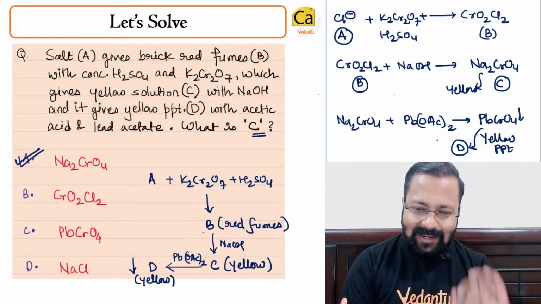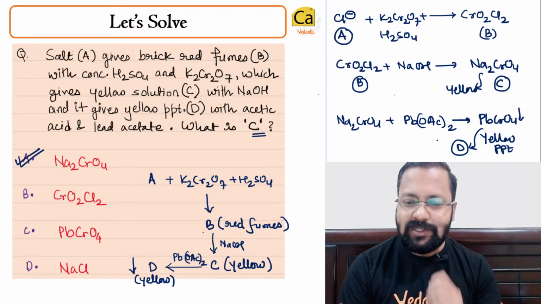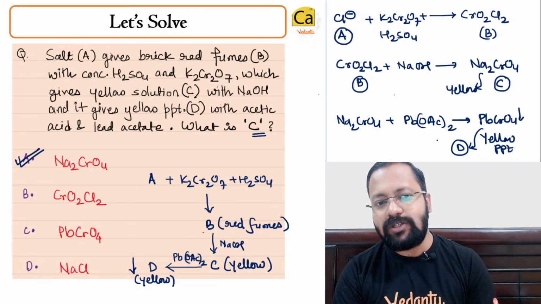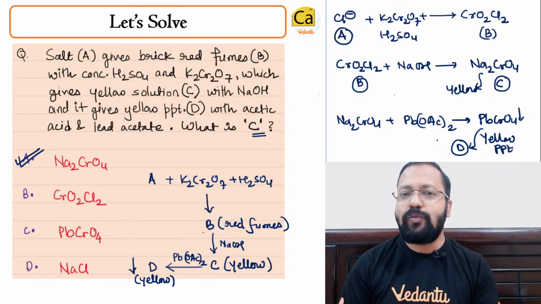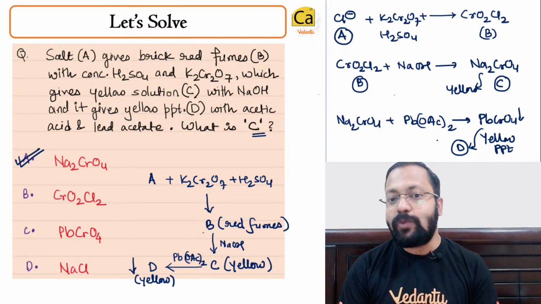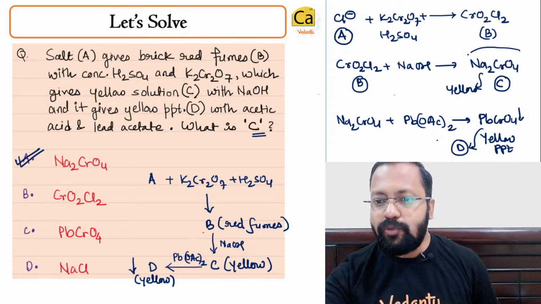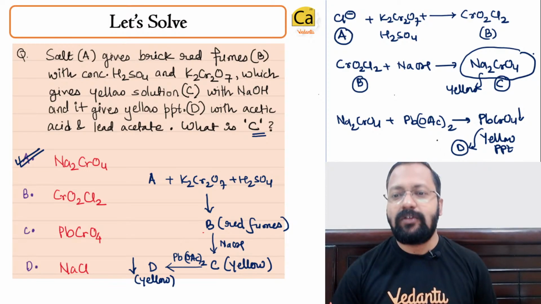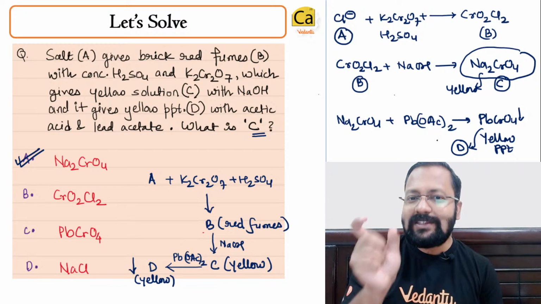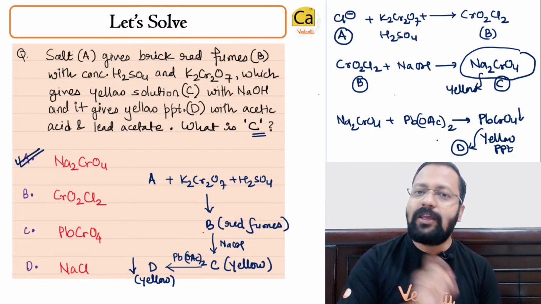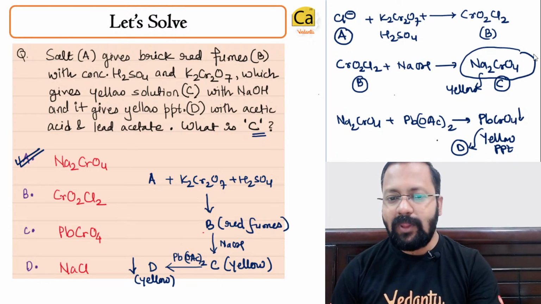It is in fact the chromyl chloride test. A lot of people have given the answer as B, which is incorrect. The question was not about what the red colored fume is. The red colored fume is that of chromyl chloride, but the question was in fact about the yellow solution. The question has been asked about what C is. C is the yellow colored solution, and the yellow colored solution is sodium chromate, Na2CrO4.